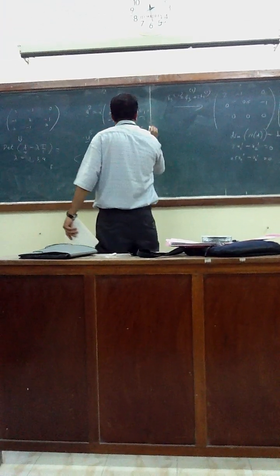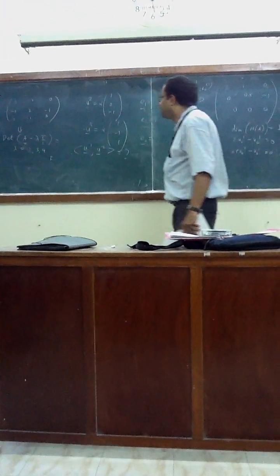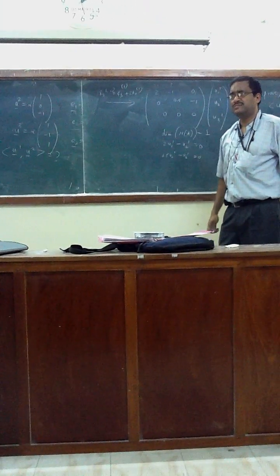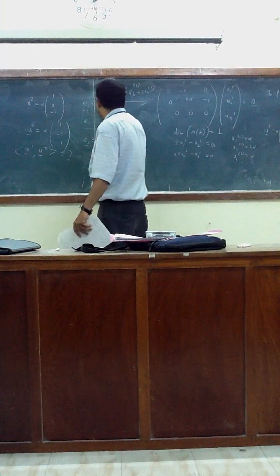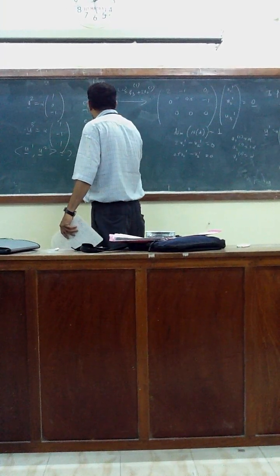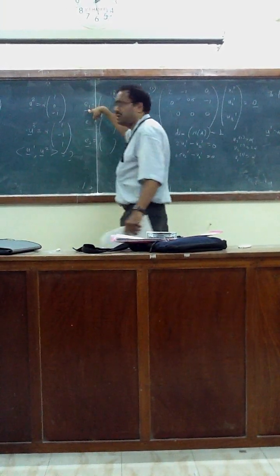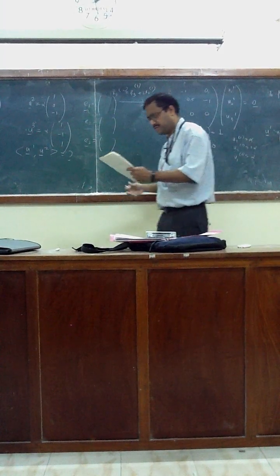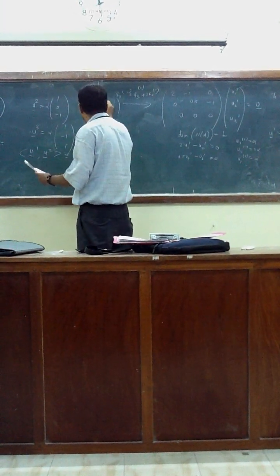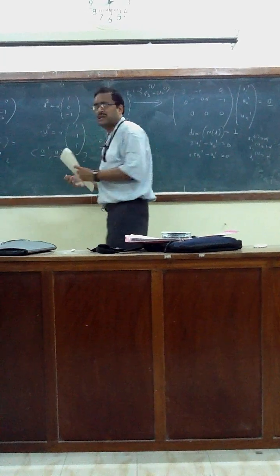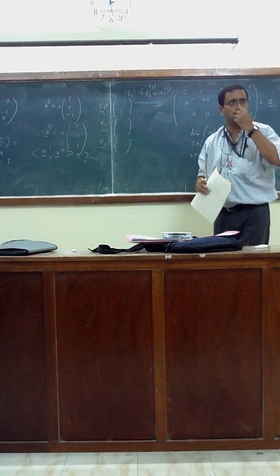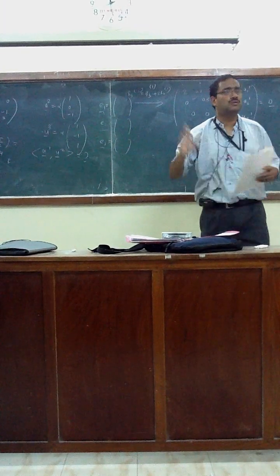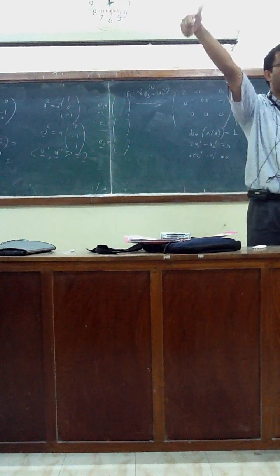Can you please tell me what are E1, E2 and E3? E1 is the first unit vector. Unit vector, remember that. Length has to be unique. Any hand please? Your answer is not correct. Yes?